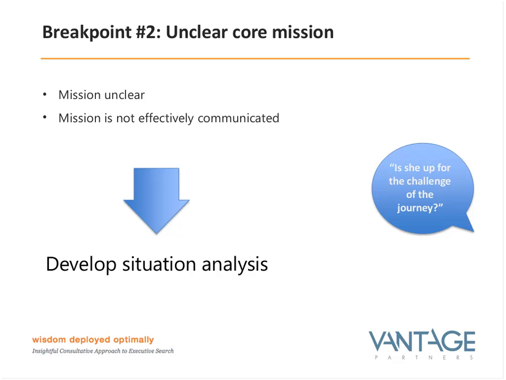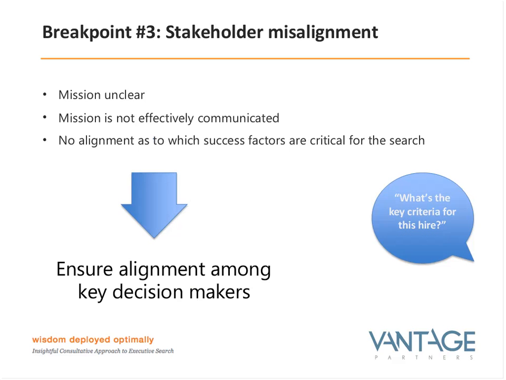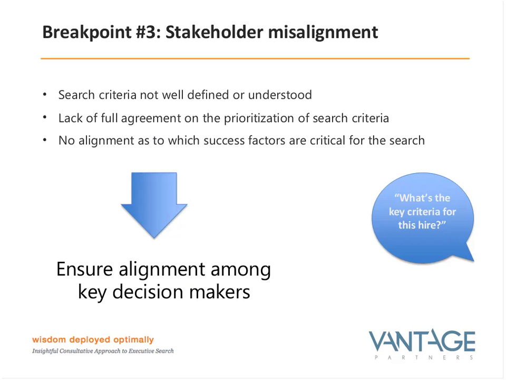That brings us to breakpoint number 3, which is what we call stakeholder misalignment. Stakeholder misalignment happens when the search criteria are not well defined or understood by the interviewing team, or there's not full agreement on the prioritization of the search criteria, or alignment as to which success factors or must-haves are critical for the search. Let me give you a short example of what this might look like.